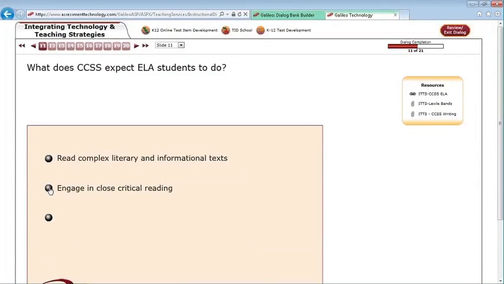We want the students in those complex texts to work on close critical reading, to be picking out details, not to be able to skim or just cherry pick elements of the text, but to actually have to read and process the full text, to really understand what's going on. And this is a skill they're going to have to develop.